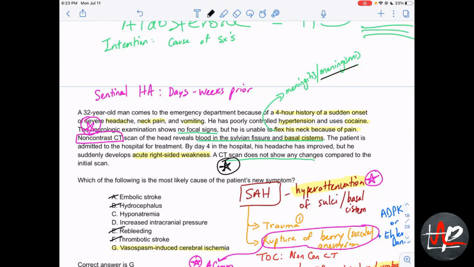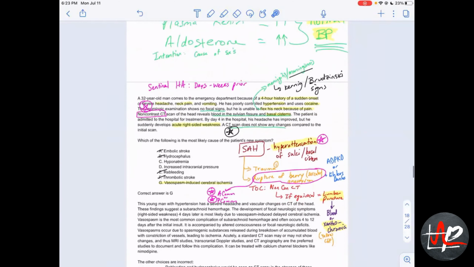So watch out for those Kernig or Brudzinski signs, because it doesn't have to just be viral meningitis or bacterial meningitis that causes those. It can also be from meningismus. And that's another thing that I actually didn't realize until I was studying for Step 2. And so that is basically everything you could be asked in any shape or form for Step 1 or Step 2 on subarachnoid hemorrhages. So that is how I would work through this question.